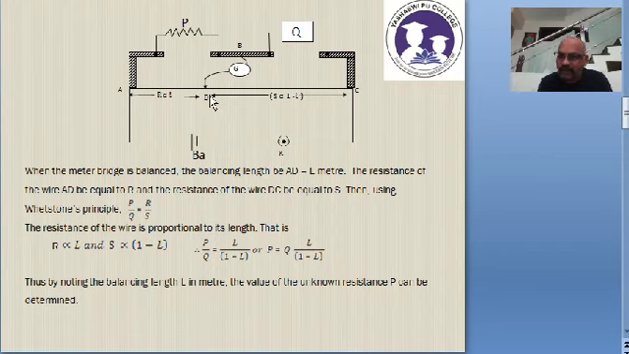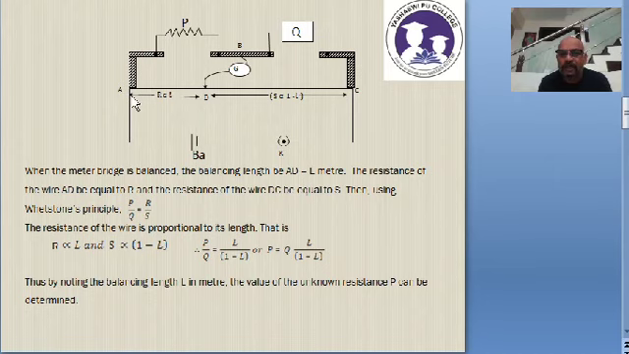Zero deflection means the current through the galvanometer is 0. The current through the galvanometer will be 0 only when the bridge is balanced. So when the bridge is balanced, please remember, the resistances in the adjacent arms, that is P divided by Q, is equal to R divided by S. Here R represents the resistance of the wire between A and D.